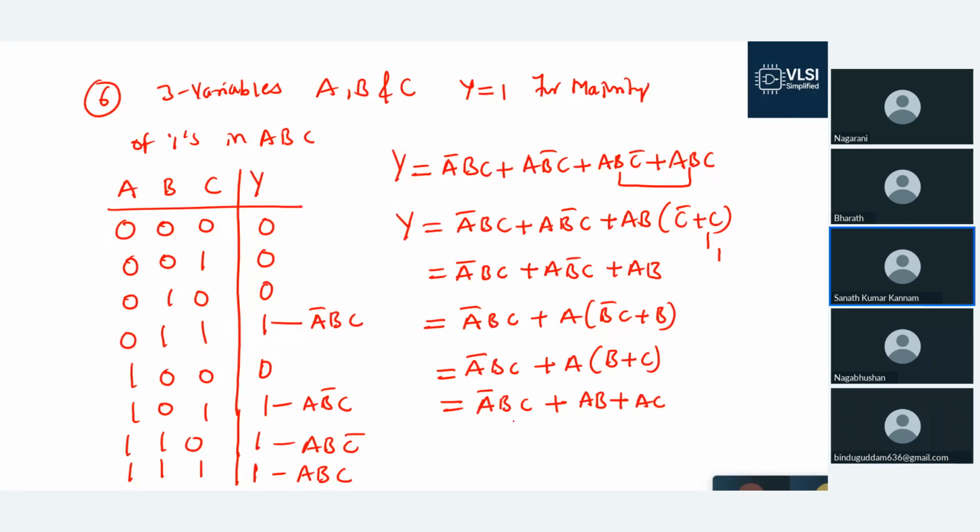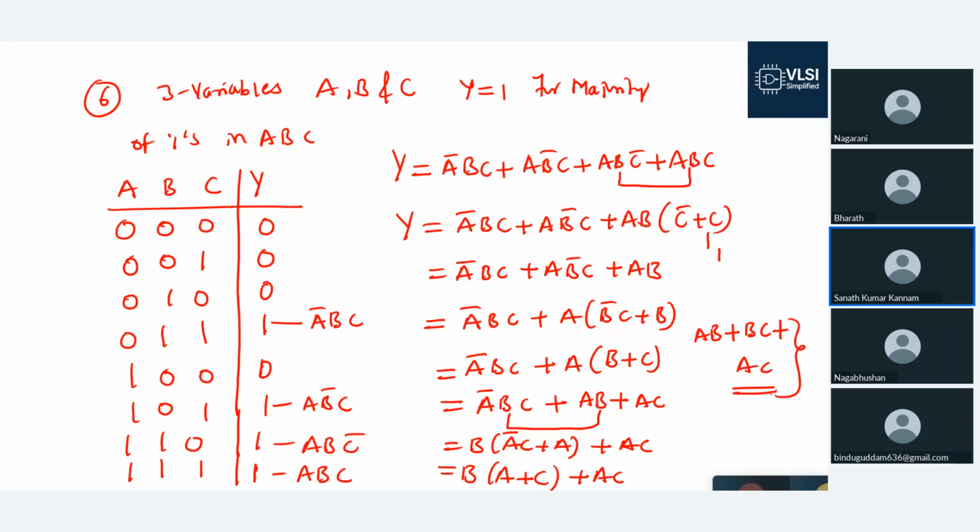AB or AC. From these two, if you take B common, you get A bar C or A or AC. Again you apply the absorption law, so that is B, A or C or AC. So here you are getting AB or BC or AC. This is nothing but 2 out of 3 logic.